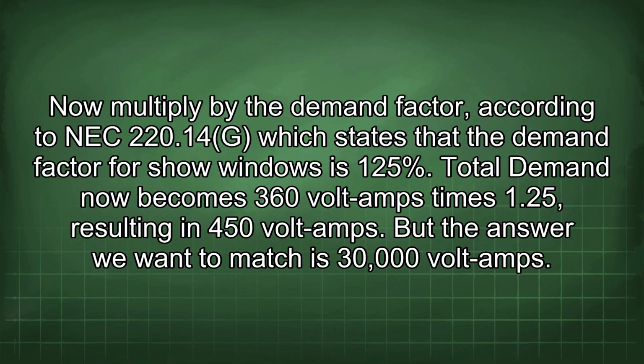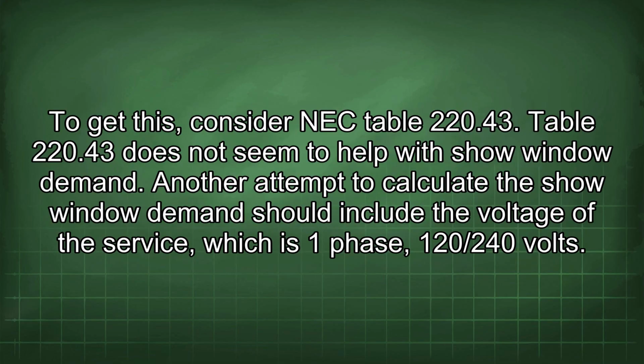Now multiply by the demand factor, according to NEC 220.14G, which states that the demand factor for show windows is 125%. Total demand now becomes 360 volt amps times 1.25, resulting in 450 volt amps. But the answer we want to match is 30,000 volt amps. To get this, consider NEC Table 220.43. Table 220.43 does not seem to help with show window demand.